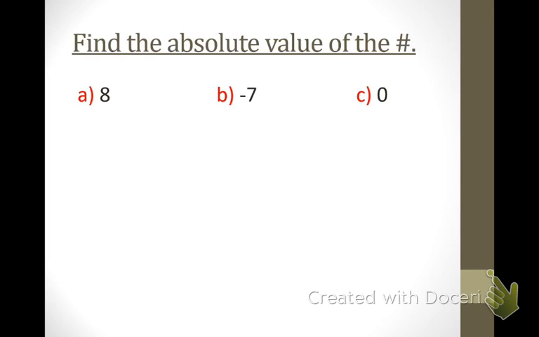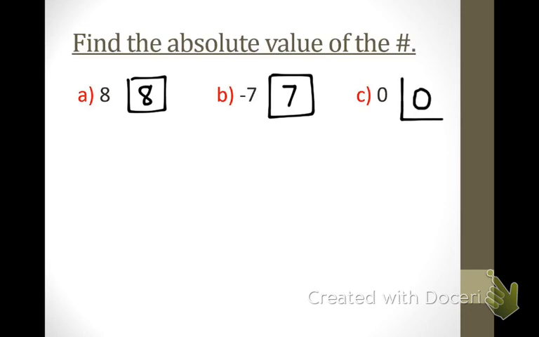So continuing on in your notes, I want you to go ahead and pause the video, and I want you to find the absolute value of A, B, and C on that next section of your notes. Okay, hopefully you paused it, but you can see 8 is exactly 8 numbers away from 0. -7 is going to be 7 numbers away from 0. And 0 is obviously 0 numbers away from 0 because it's right there on the 0, okay? So hopefully you got each of those correct.